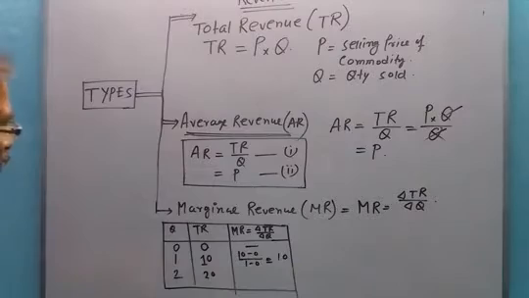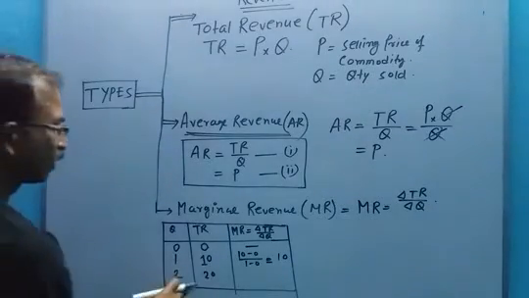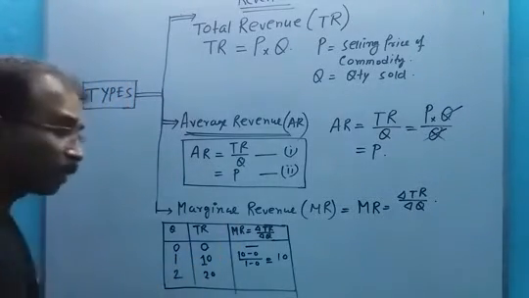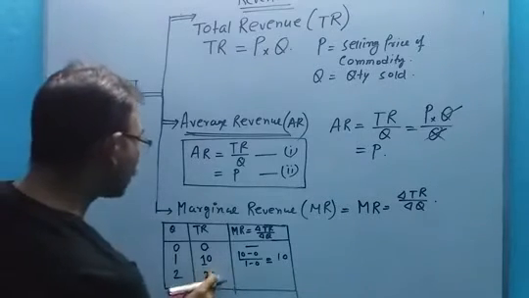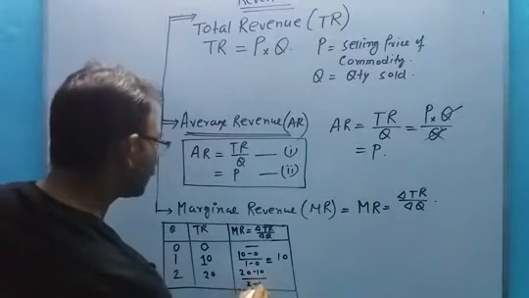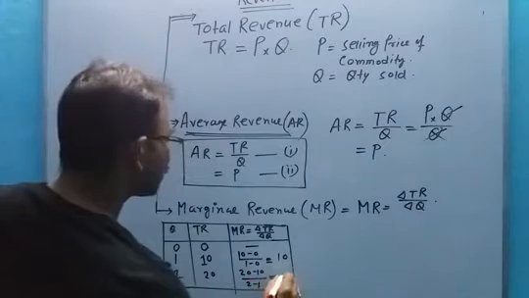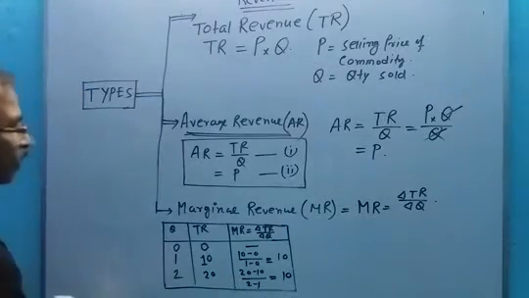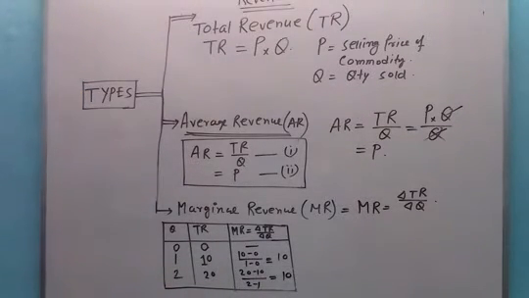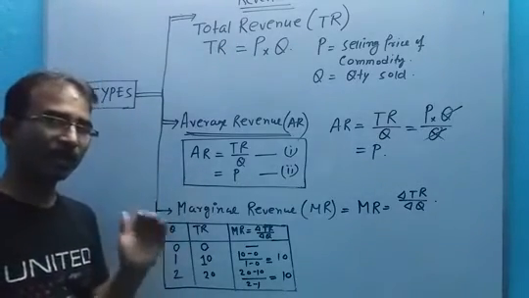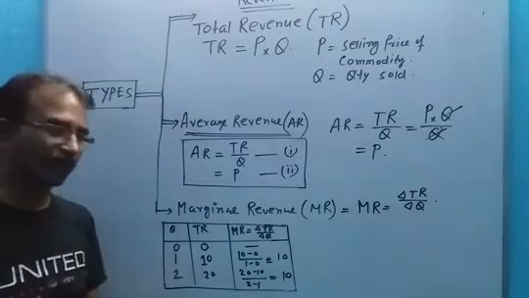When you again sell 1 more unit, from 1 to 2 units, the total revenue increases from 10 to 20 rupees. What is the delta TR? The total revenue changes, so 20 minus 10, divided by 2 minus 1. That is the delta Q. So it comes to 10. In this way, we can calculate the marginal revenue. Okay. Now, these three concepts, total revenue, average revenue and marginal revenue, I can explain by taking numerical data.